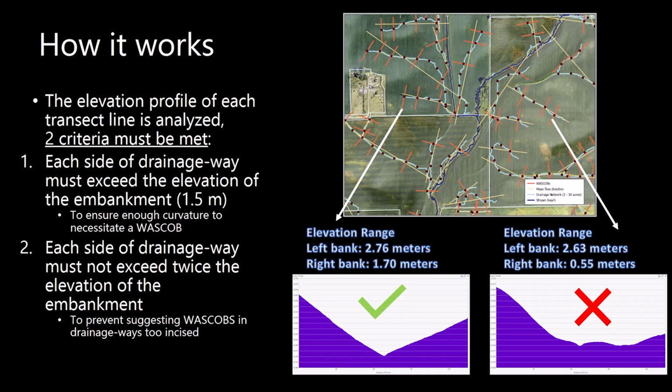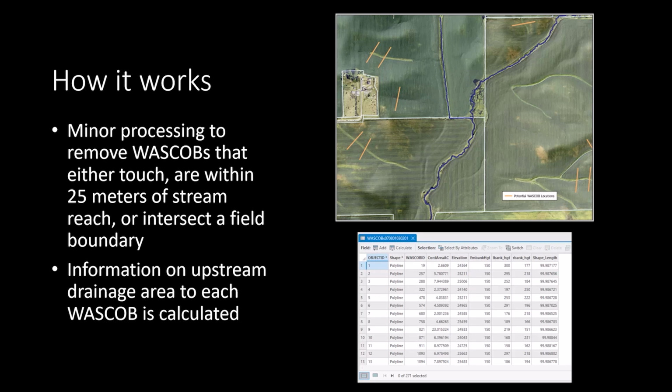Secondly, each side of the drainage way must not exceed twice the elevation of the embankment height. This is to make sure that the WASCOB is not too incised. In our example here, the first one is a success. Both sides are greater than the 1.5 meter embankment height, and both are also below twice the embankment height. The second one fails as one bank is less than our 1.5 meter embankment height. In the last couple steps, any WASCOBs that touch each other, are within 25 meters of the stream reach, or intersect the field boundary are removed. Finally, information on upstream drainage area to each WASCOB is calculated.